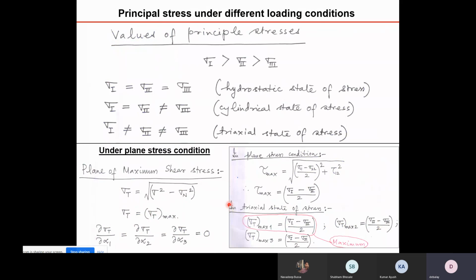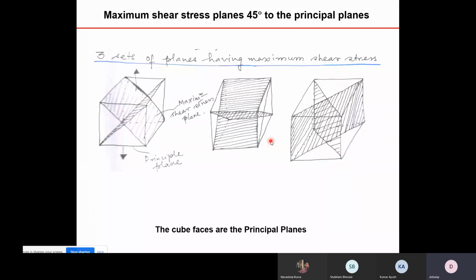Then we talked about the maximum shear stress. Maximum shear stress acts at 45 degrees with respect to the principal stresses, the principal directions, and maximum shear stress is basically the difference between the principal stresses. That is tau max equal to sigma 1 minus sigma 2 by 2. So if the three principal stresses are the same, that is hydrostatic, cylindrical, and if three are different, that is triaxial. So we have talked about the importance of maximum shear stress, as the majority of slip occurs along 45 degrees with respect to your principal loading direction.